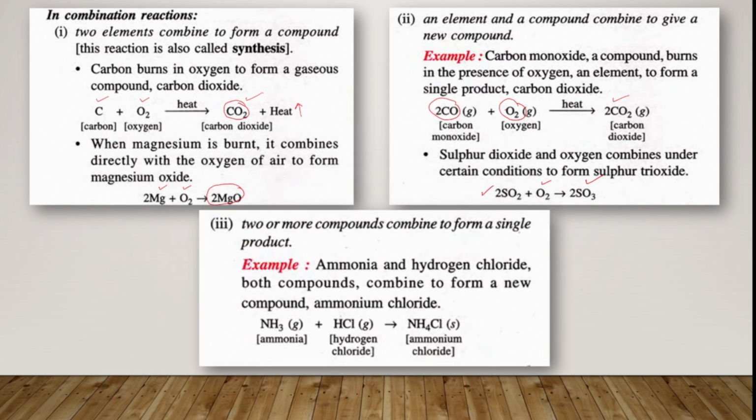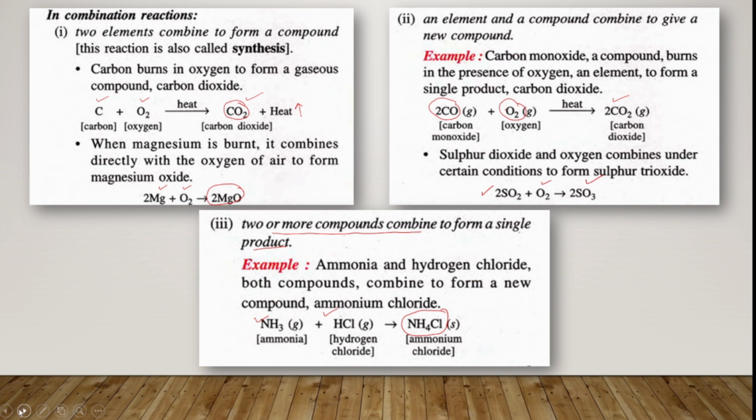Third, here 2 or more compounds. Ammonia is a compound, hydrogen chloride is another compound. These combine together to form a single product, another compound called ammonium chloride. 2 or more compounds combine to form a single product, isn't it? Both of them are compounds and these 2 compounds form a single product. This is the third type of combination reaction.